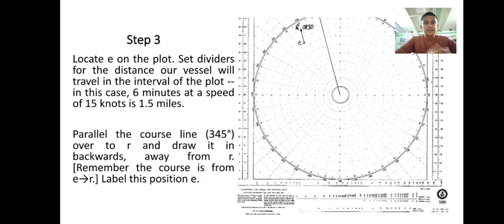Step 3 is locate the E on the plot. Set dividers for the distance our vessel will travel in the interval of the plot. In this case, 6 minutes at a speed of 50 knots is 1.5 miles if you calculate it. Parallel to the course line, which is our heading of 345 degrees, over to R and draw it in backwards away from R. Remember, the course is from E to R. So that is the course E to R.